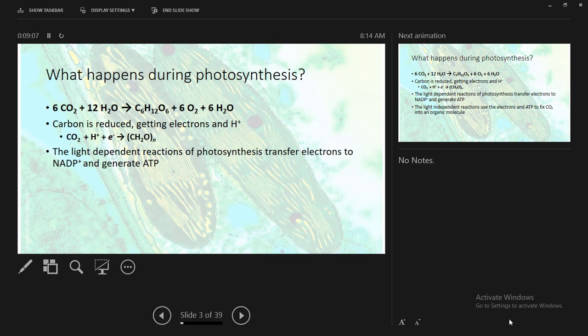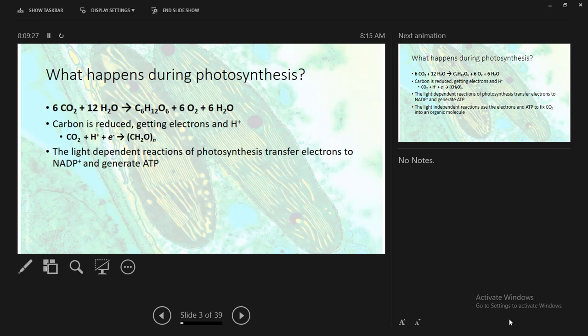And so the light-dependent reactions are all about making ATP. What are the light-dependent reactions all about, Rick? They're all about making ATP.